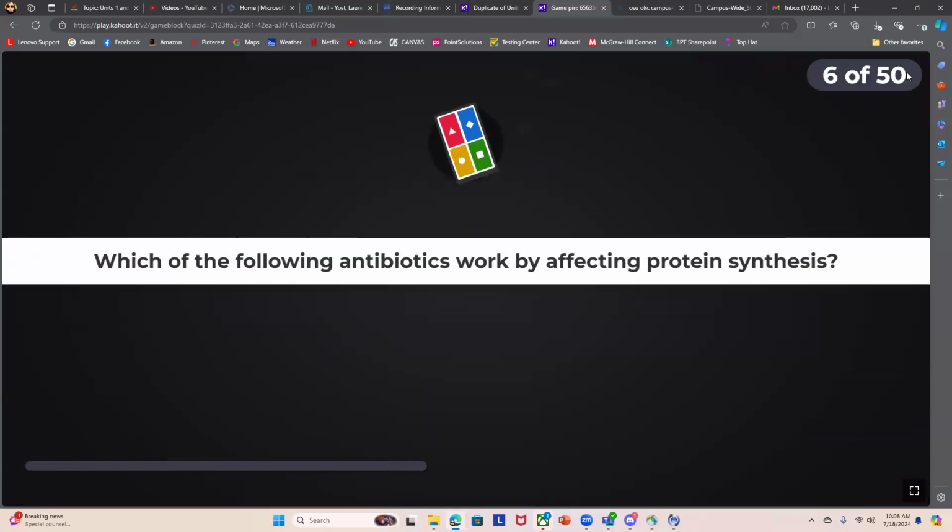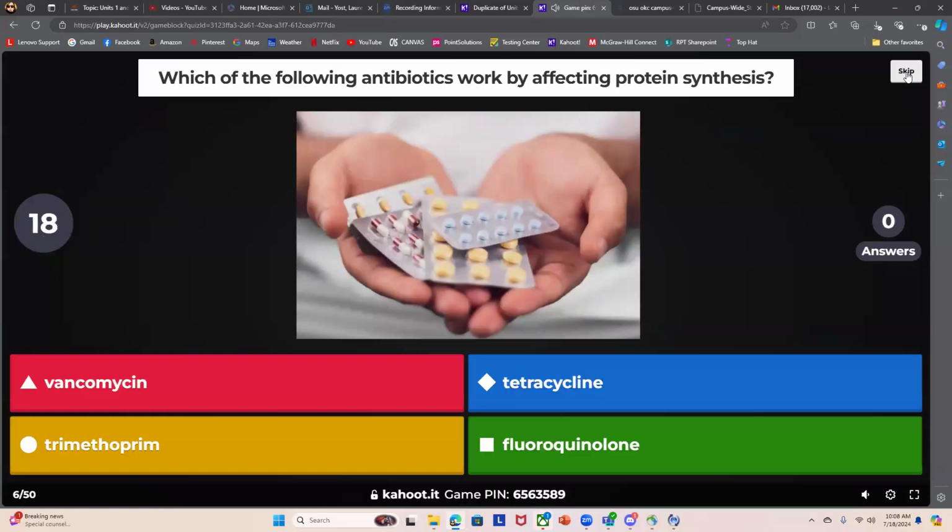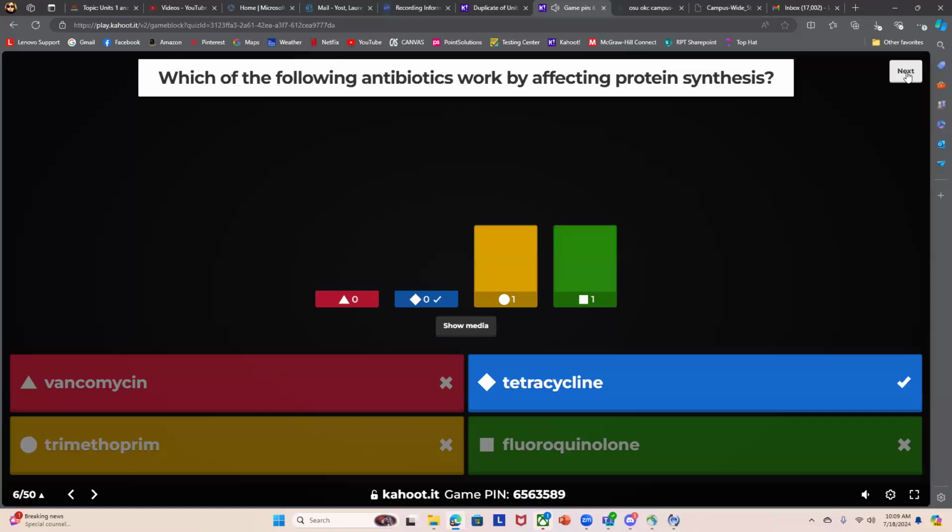Which of the following antibiotics work by affecting protein synthesis? Okay, so for protein synthesis, we're looking at tetracycline. We can look at the aminoglycosides as protein synthesis affecting ones as well. So it's going to be things like streptomycin and gentamicin. But tetracycline and glycylcycline also fall into that category. They're going to affect how the ribosomes function.